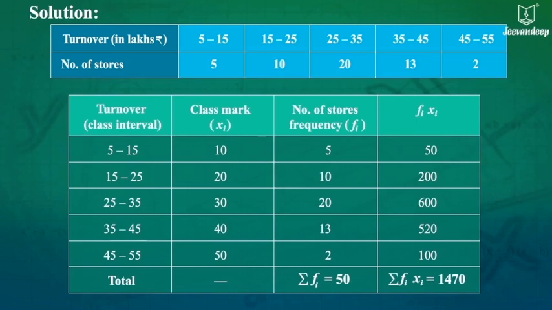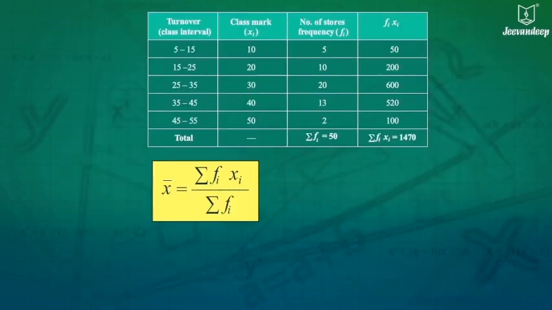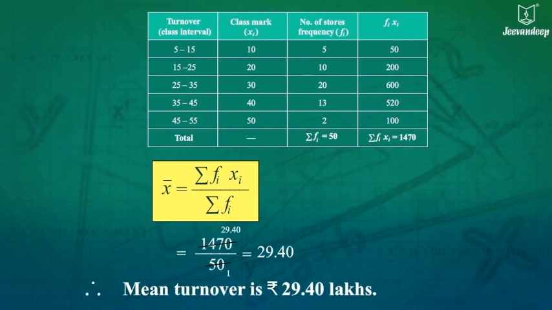Mean is calculated by using the formula x bar equals sigma fi xi upon sigma fi. Putting the values of sigma fi xi and sigma fi in the formula, we get 1470 upon 50, which equals 29.40. Thus, mean turnover of a store is Rs 29.40 lakhs.